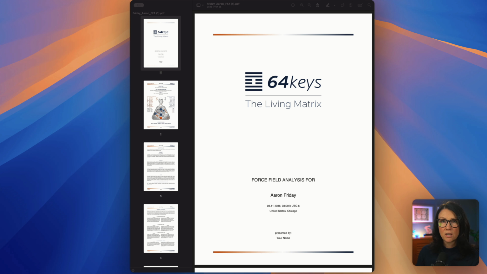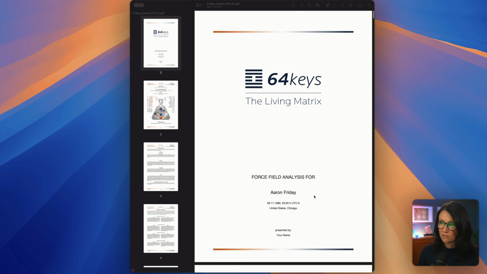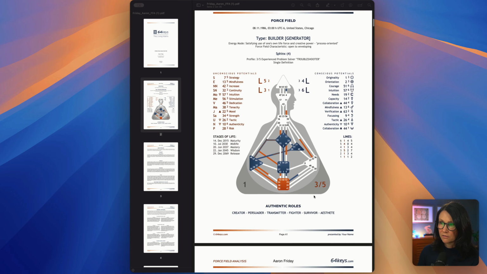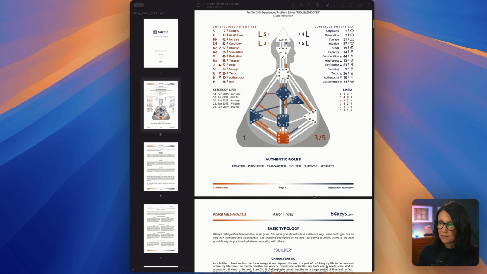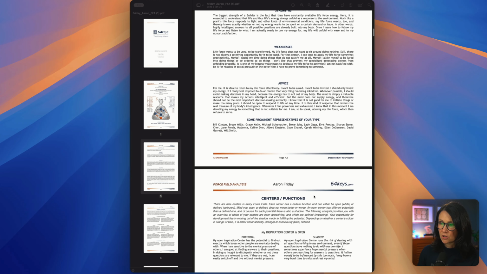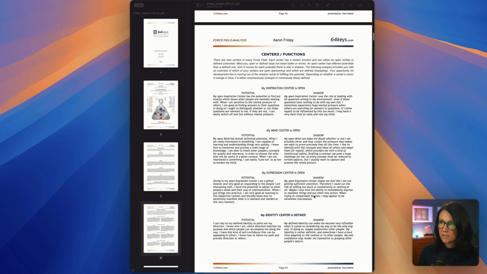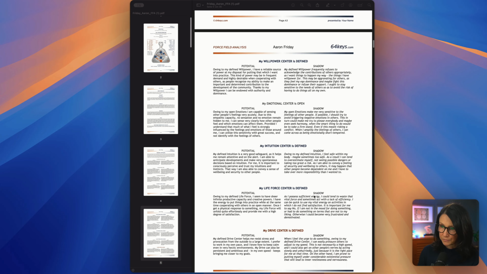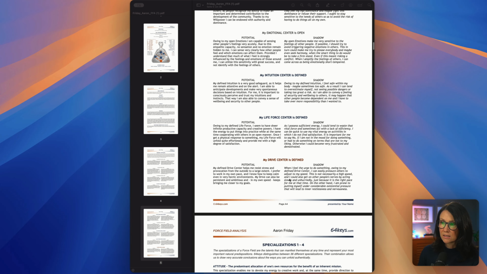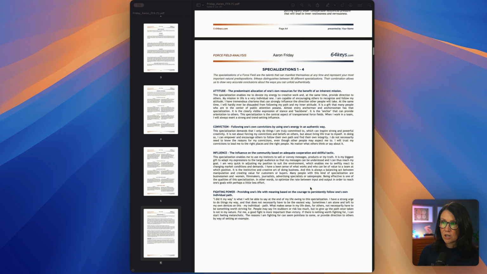So this is what it looks like. It's a 34 pages PDF. And includes all the information that is available in 64 keys for a chart in written format. So we have the force field here, obviously. We have information on the type, on the centers, whether the center is open or defined with the potential and the shadow. The specializations, that means the channels.